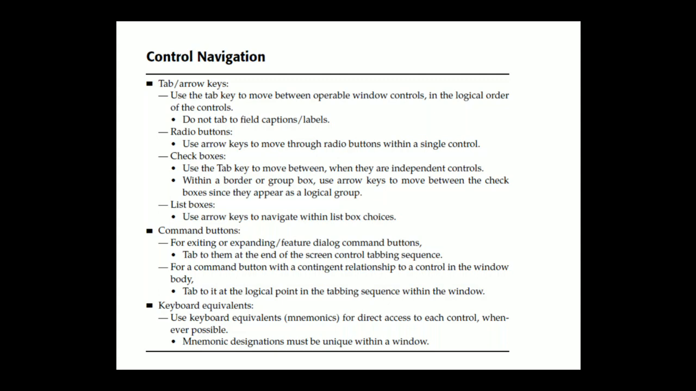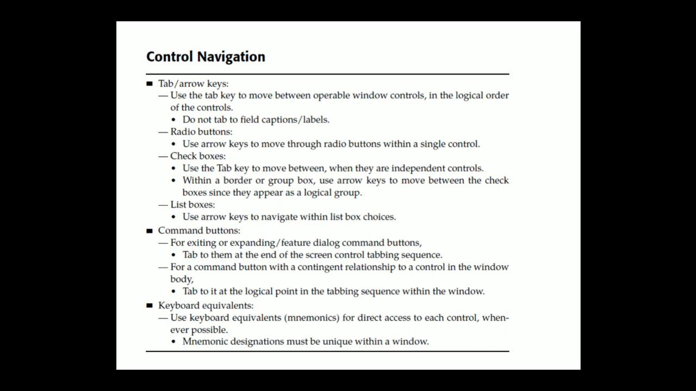Moving on to control navigation. Use the tab key to move between operable window controls in the logical order that the controls are organized. Do not tab to control captions, but to the control itself. For a group of radio buttons, use arrow keys to move through an array of buttons. For checkboxes, use the tab key to move between them when they are arrayed as independent controls.